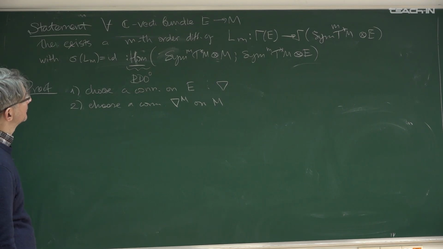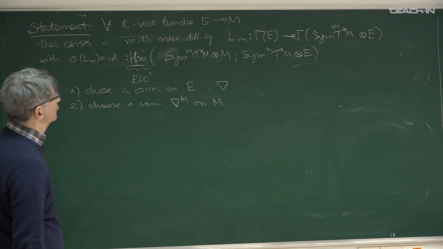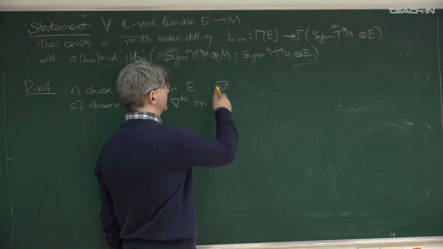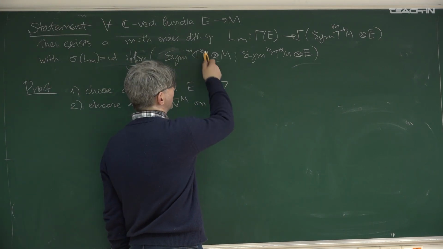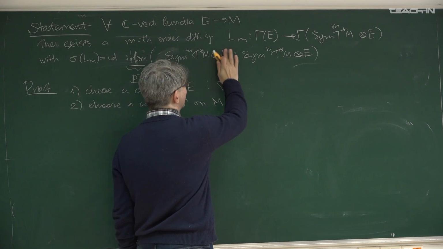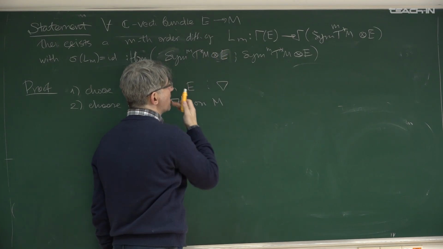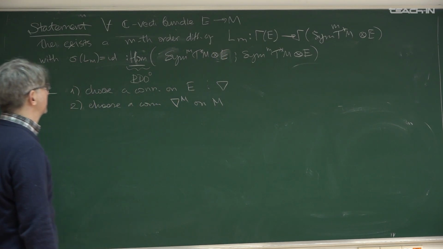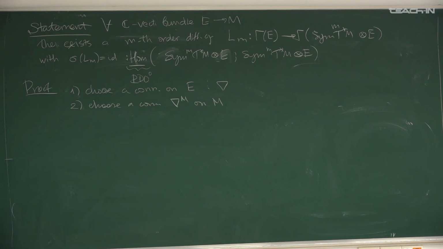In Hom, in the first argument, tensor E. Sorry, yes. It's not possible to take a tensor product of a vector bundle with the manifold itself. Yes, it's just E. Thank you very much. So we take a connection on E, we take a connection on M.